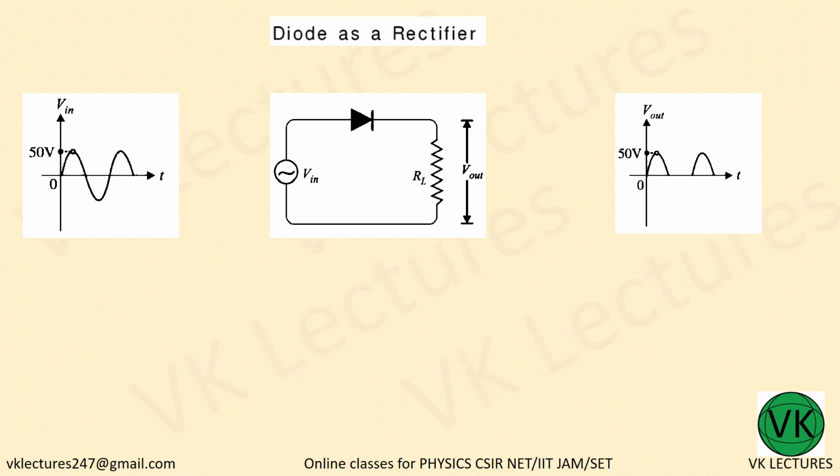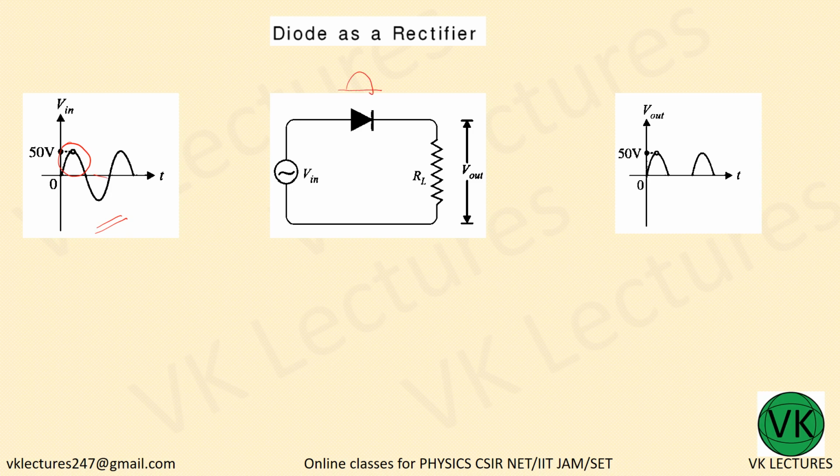So I'm sending some AC voltage to this diode. My aim is to rectify. Rectify means I want only those signals in the forward direction to pass through this diode. So the positive side signal will get passed through.